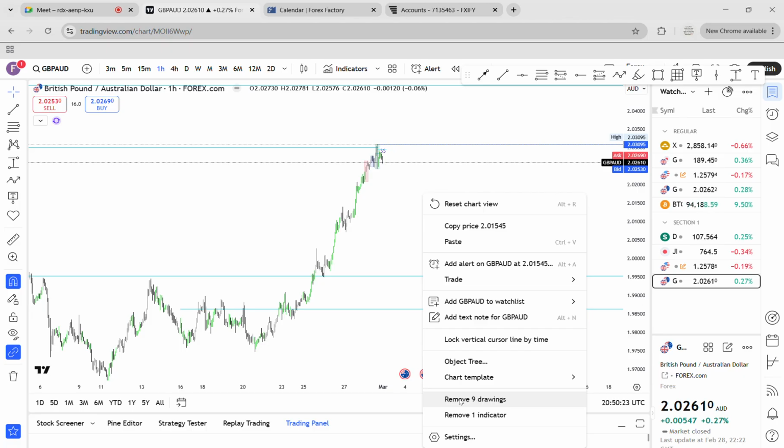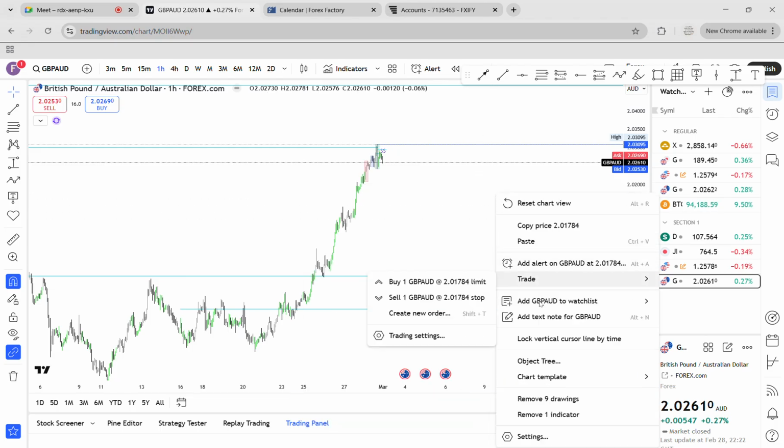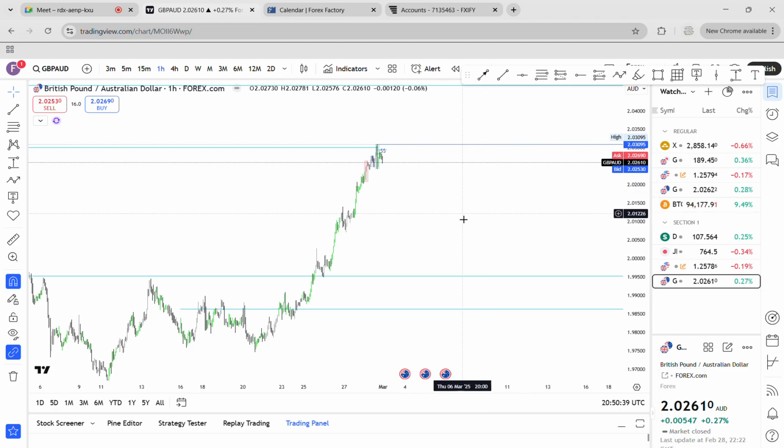Remove indicator, remove drawings. Remove drawing. So I left click and then right click, that's when it'll pop up. Okay, right click, remove drawing. Gotcha. Thank you, Rosa.